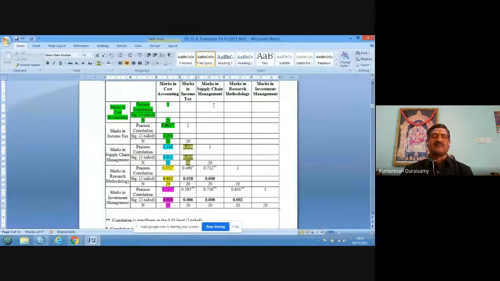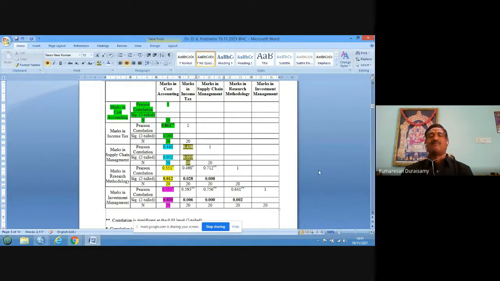Similarly, supply chain management versus research methodology, 71.2%. The p-value is 0.000. Supply chain management versus investment management: the correlation coefficient is 0.756, that is 75.6%. The p-value is 0.000, so it is significant at 1%.